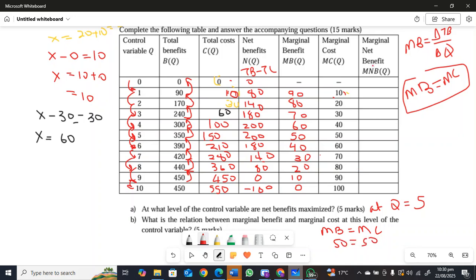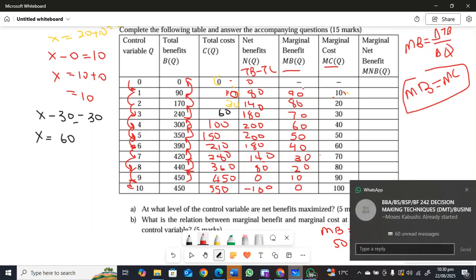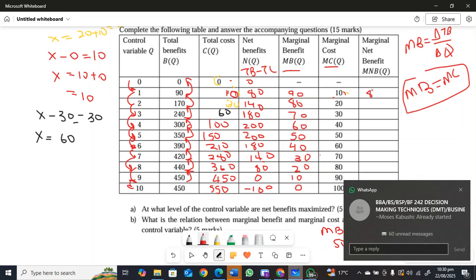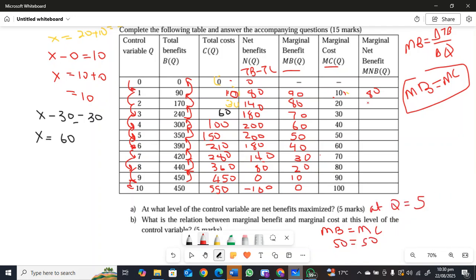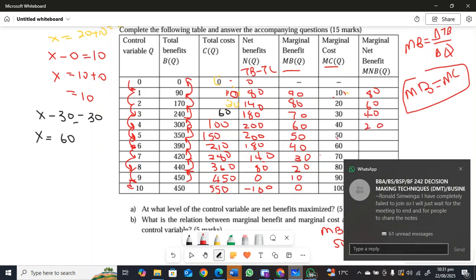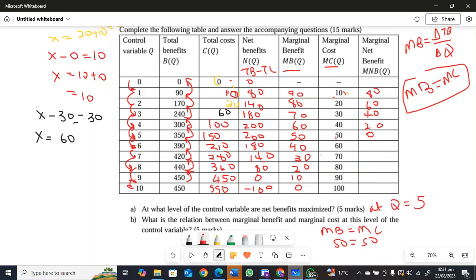Okay, the marginal net benefit is just your marginal benefit minus your marginal cost. So you say 90 minus 10, 80. 80 minus 20, that is 60. 70 minus 30, 40. 60 minus 40, 20. 50 minus 50, 0. So what it's telling you here is that if you go beyond 5 units, you won't have any marginal net benefit.